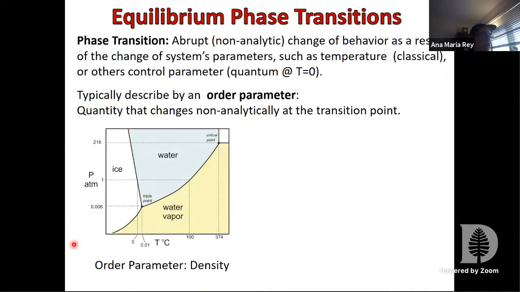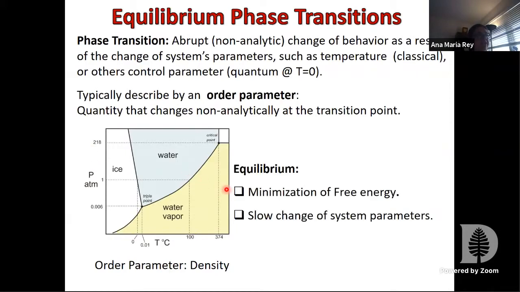For example, in the phase diagram of water that you might be familiar with, we have the temperature and the pressure, and as we change them we have different phases. The order parameter that has an abrupt change of behavior between the phases is the density. So we have ice, water, and water vapor. The point is that we can get these phase diagrams by minimization of the free energy, when the requirement is that the system needs to be at equilibrium all the time. So I of course have to vary my temperature or my parameters very slowly, so the system is always at equilibrium.